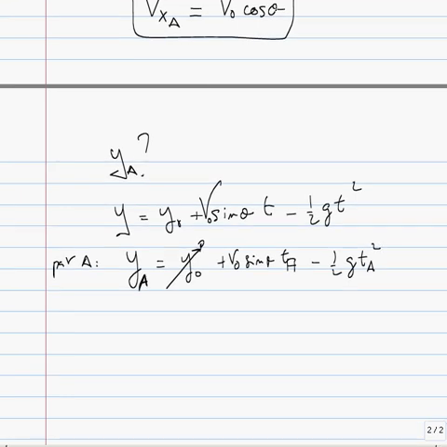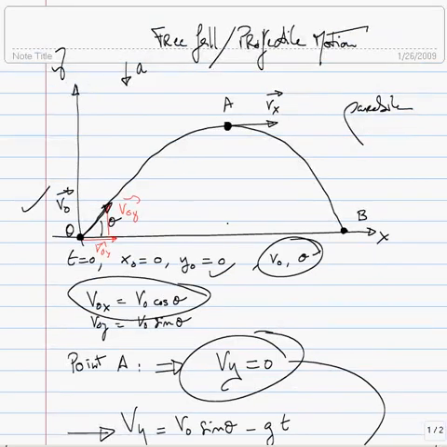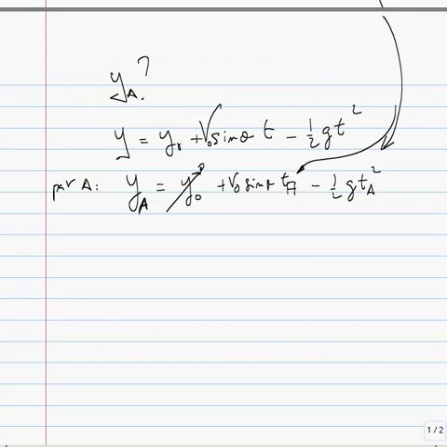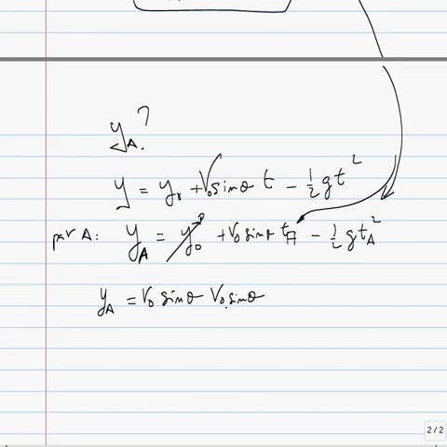So that's nice. Since I know ta, I can replace my ta here, and this will give me the height of my particle. Let's do this. Ya will be v naught sine theta, my ta is v naught sine theta over g, minus 1 half g ta. No, it's being squared, so we have to square the whole thing. V naught squared sine theta squared over g squared.